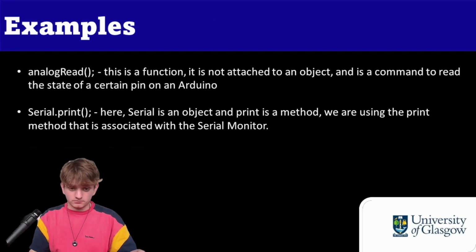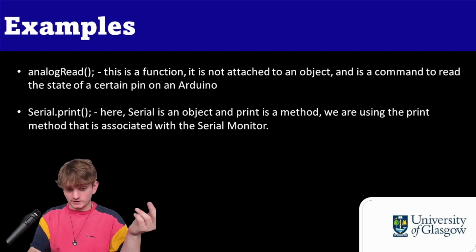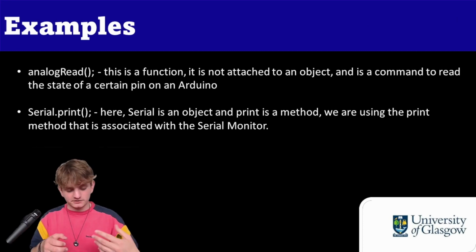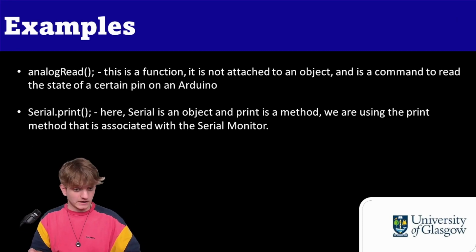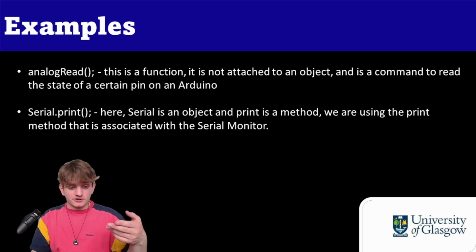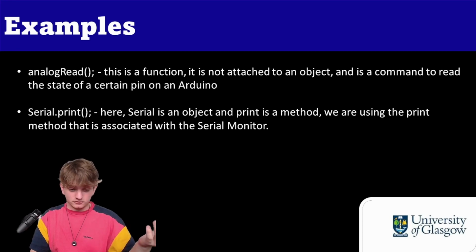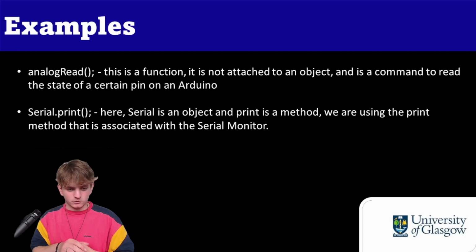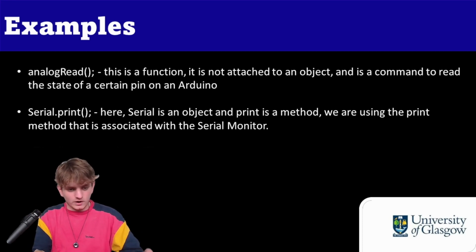Here are a couple of examples you might see in Arduino. First one, analogRead. This just reads the state of a certain pin that you might have something connected to. So with this one, you could just declare a variable int pin1 and then say it's equal to analogRead at pin1, and it would give you the value of whatever's on pin1.